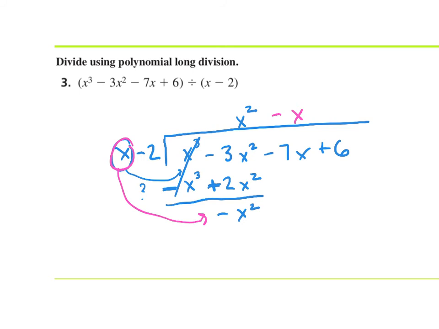Now what do we do? Multiply. Negative x times x is negative x squared. Negative x times negative 2 would be positive 2x. Now what? Change the signs. These cancel. We add these two together. What's negative 7x minus 2x? Negative 9x. What do we do next?